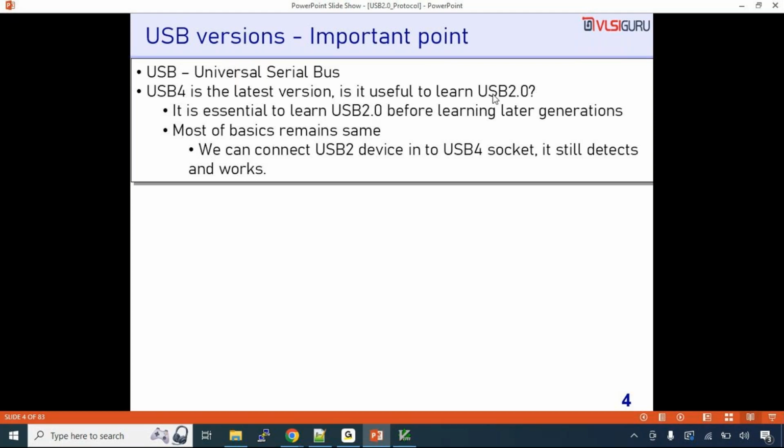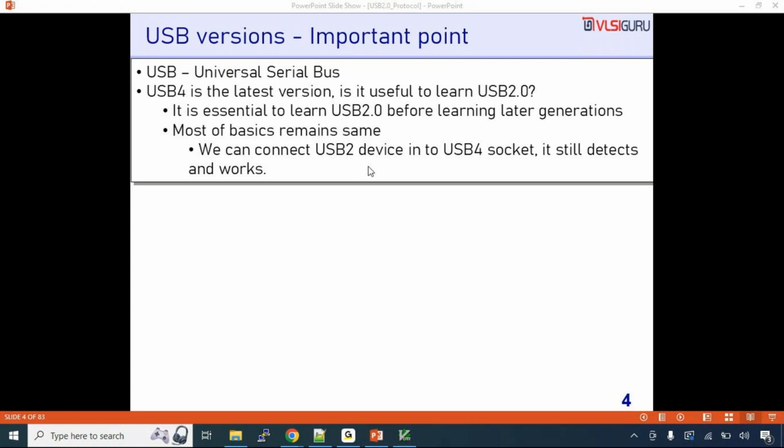How can we understand it? Let's assume you have a device which is based on USB 2 and you are connecting it into a USB 4 socket. Can someone tell me, does it work? If I connect a USB 2 device into a USB 4 socket, does it work? I think backward compatibility is supported. Yes, it works.